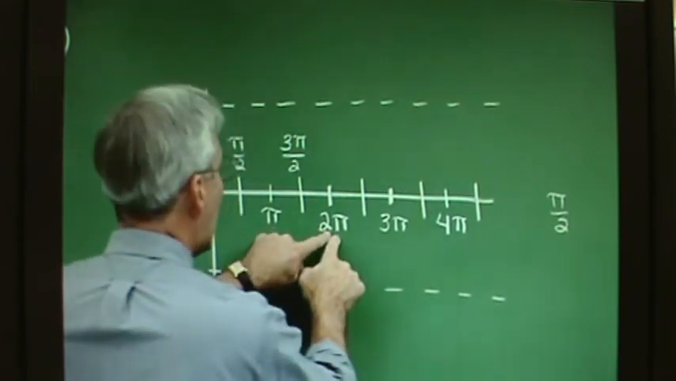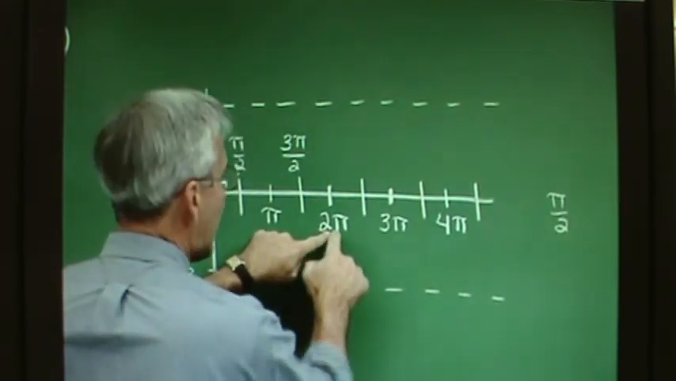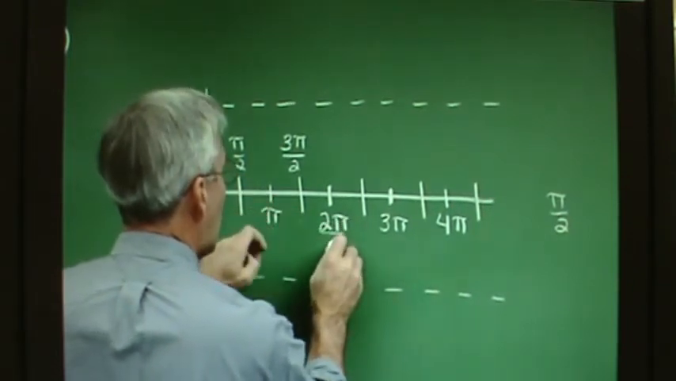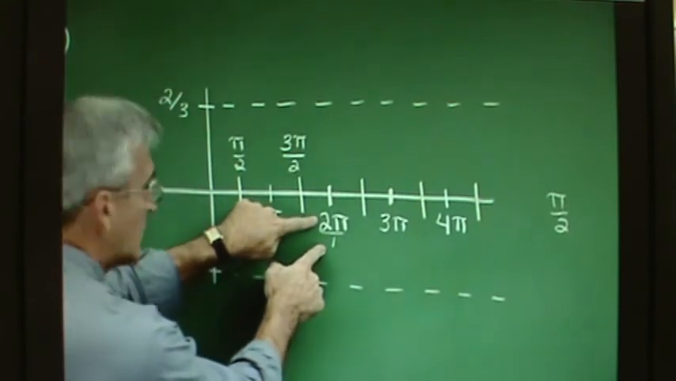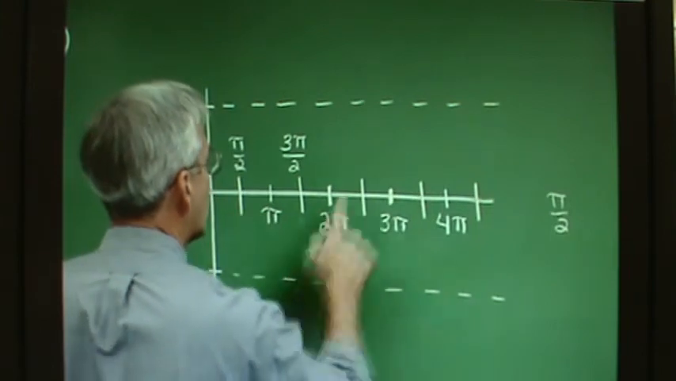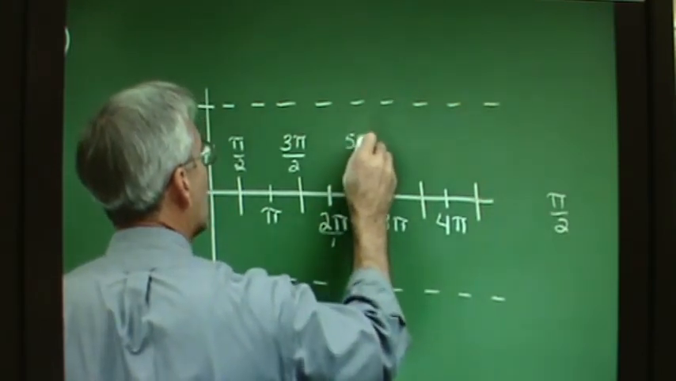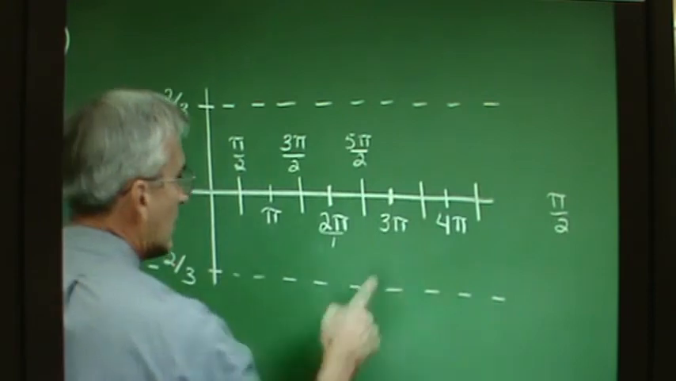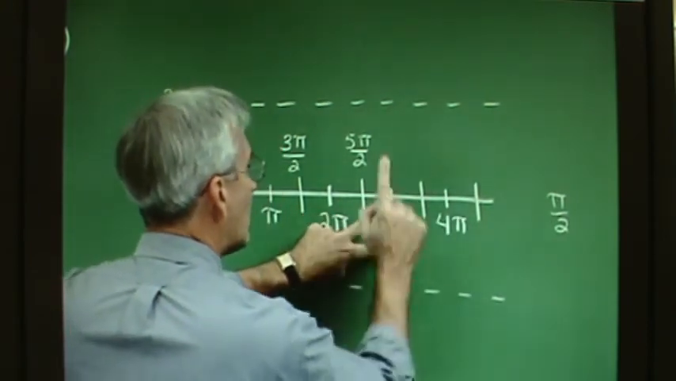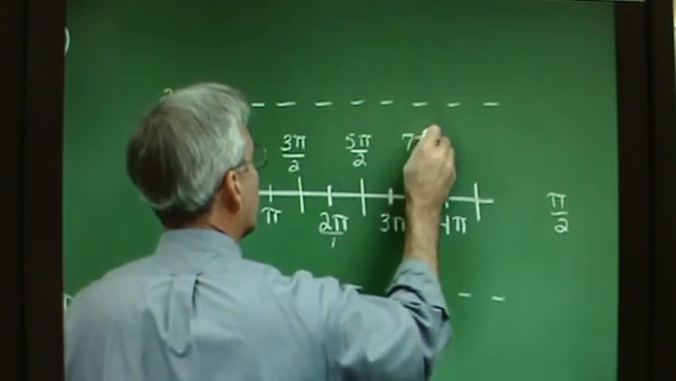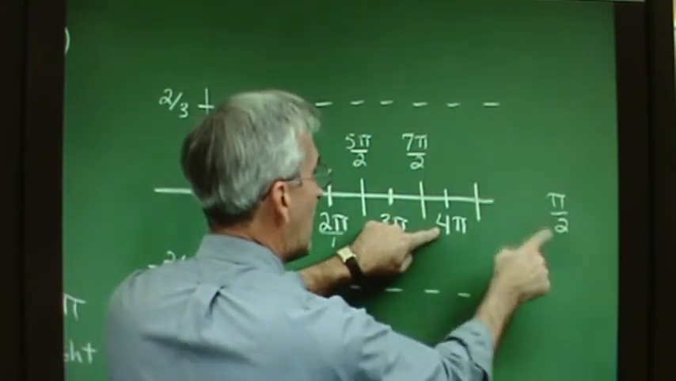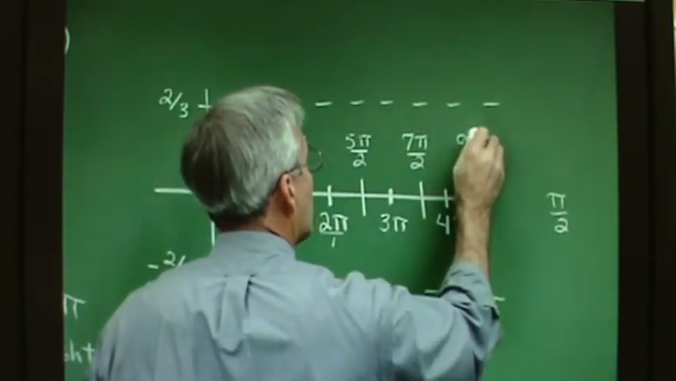Okay, 2 pi, let's see. Now, to have that common denominator situation, I'm thinking of this as 2 pi over 1, and then 2 over 2 times this. So 4 pi over 2 plus pi over 2 is 5 pi over 2. So this is 5 pi over 2. And then from 3 pi, I want to add pi over 2. So I think of this as 6 pi over 2, plus pi over 2 is 7 pi over 2. And this is 8 pi over 2, plus 1 pi over 2 is 9 pi over 2.